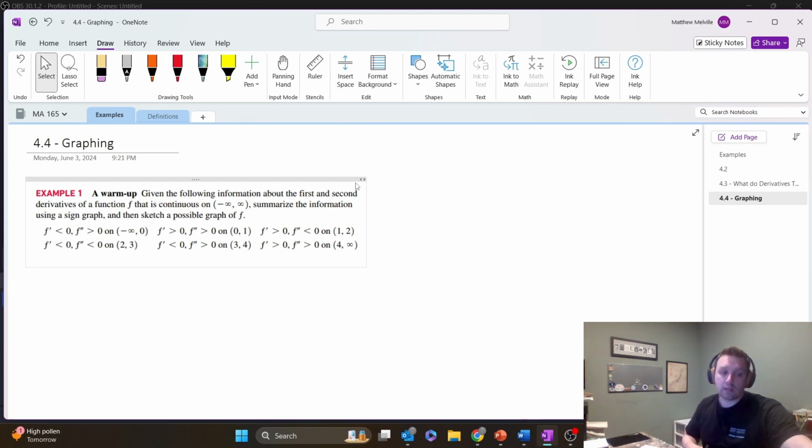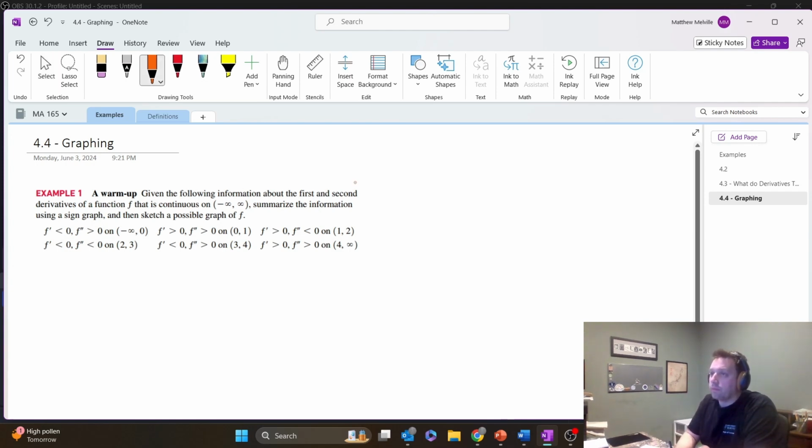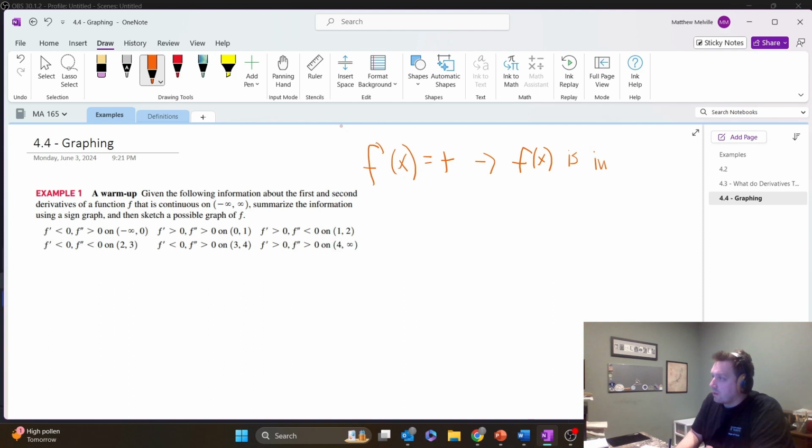Well, first off, let's talk about the first derivative. What's the first derivative going to tell us from last time's lesson? Now remember that we know that if the first derivative is positive, then that means that the function is increasing. If the first derivative is negative, then we know that the function is decreasing.